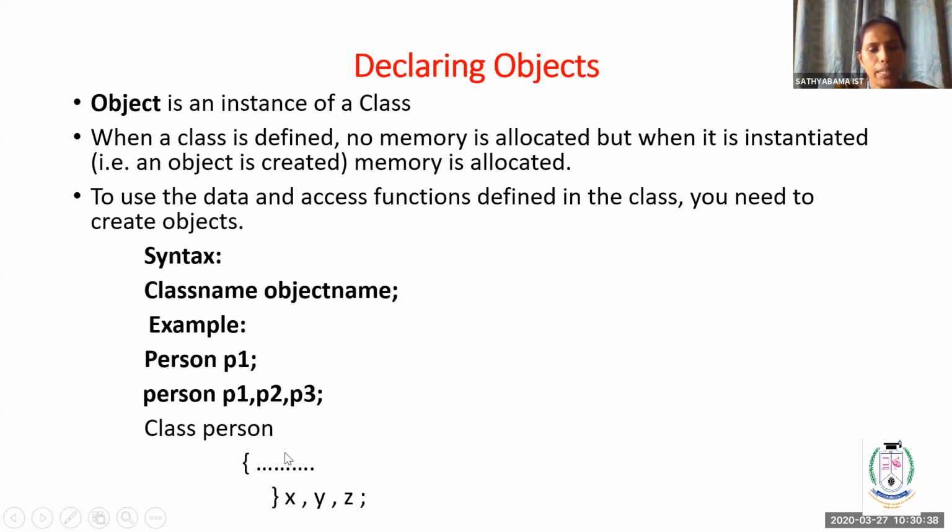Similarly, one more method is there for creating the object. At the end of the body of the class, after the closing brace, you have to specify the semicolon. Before keeping the semicolon, you can create the objects. Here for the person class, we are representing three objects X, Y, Z. These three objects belong to the person class. So these are the three different ways you can create the object for the person class.